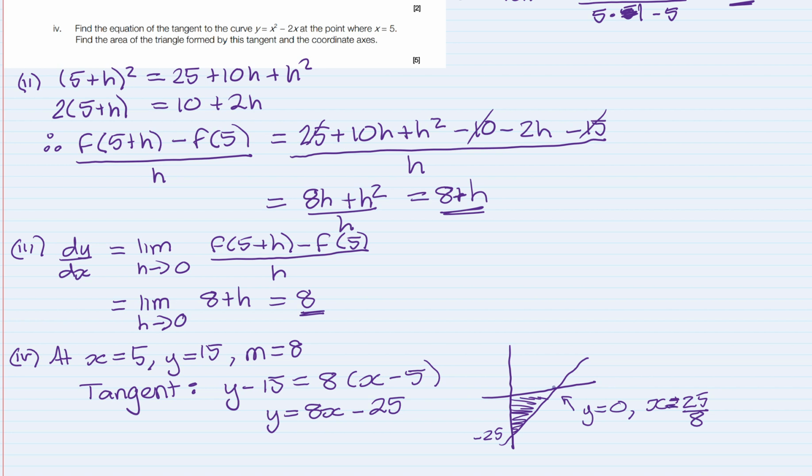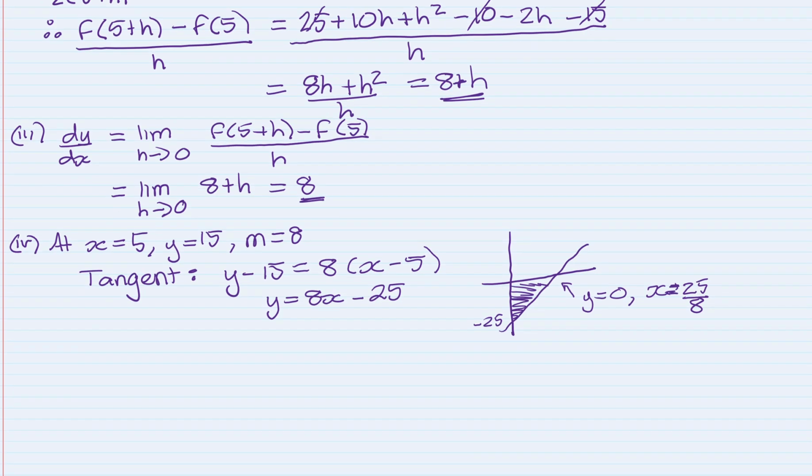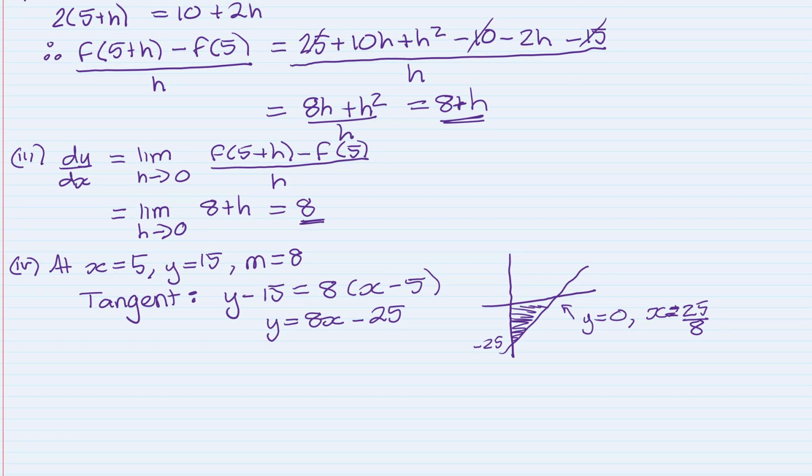So this coordinate here is 25 over 8. So from there, we can now work out the area of my triangle. So my area is going to be 1/2 times 25 over 8 times 25, which is 625 over 16.